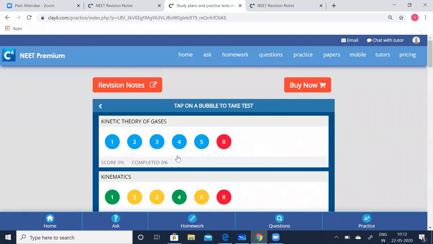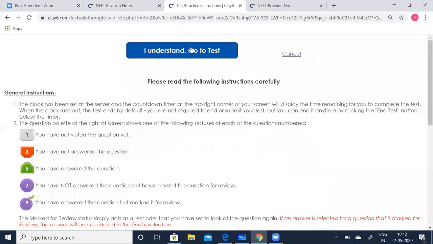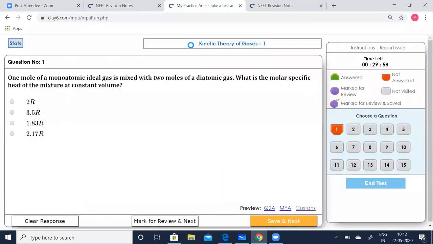Now click on the physics test. I'm going to go with the first test, kinetic theory of gases. Take the test. Read the question carefully every time you attempt the test. 1 mole of a monoatomic ideal gas is mixed with 2 moles of a diatomic gas. What is the molar specific heat of the mixture at constant volume?